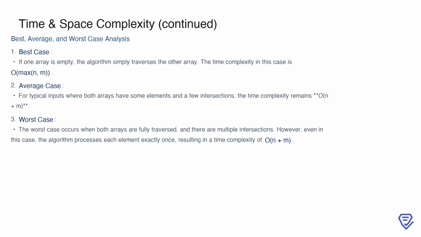Even in the worst case, where there are multiple intersections and both arrays are fully traversed, the algorithm still operates in O(n + m) time. This is because the two-pointer approach ensures that each element is visited exactly once, regardless of the input configuration. These characteristics make the solution robust across different input cases.